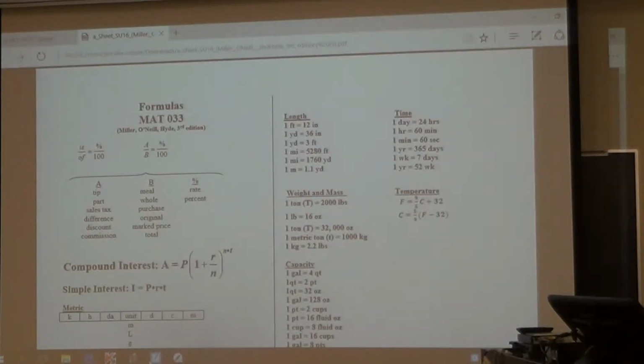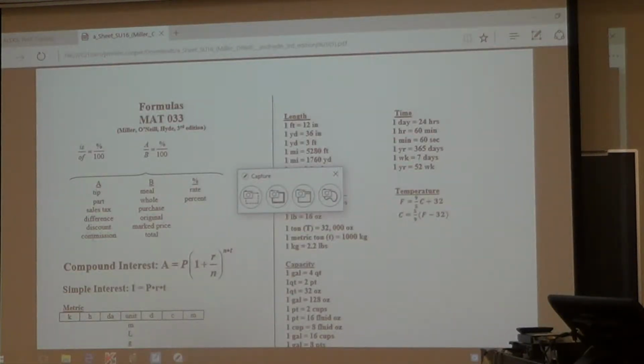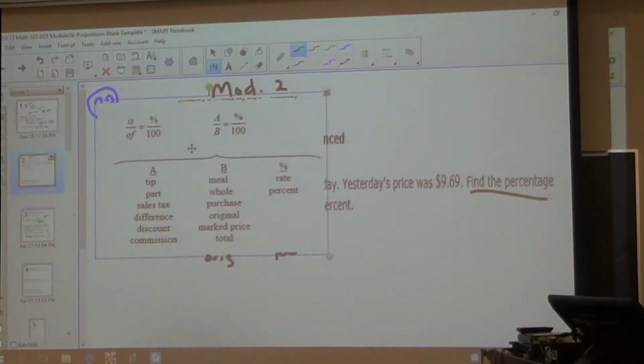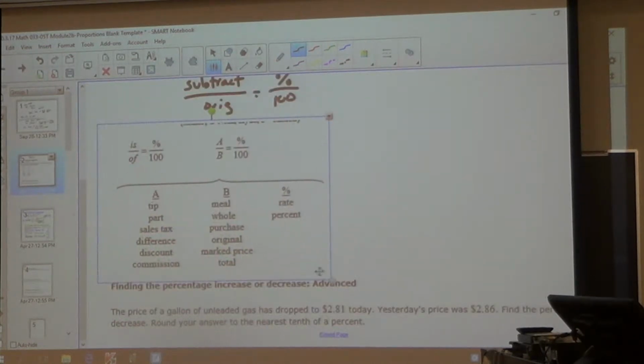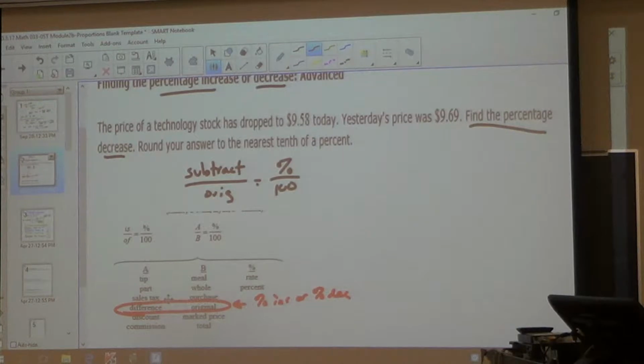Here it is. On your formula sheet where we have been doing the is over of and the part over whole, and I think Ray wanted to see the commission stuff. Where we've been doing that, they don't call it percent of increase or decrease, but right here where it says difference in original, that is what you're going to use when it says percent increase or percent decrease. It's difference over original. I don't use the word difference, I use the word subtract, but when you're doing difference, that's the same thing as subtracting.